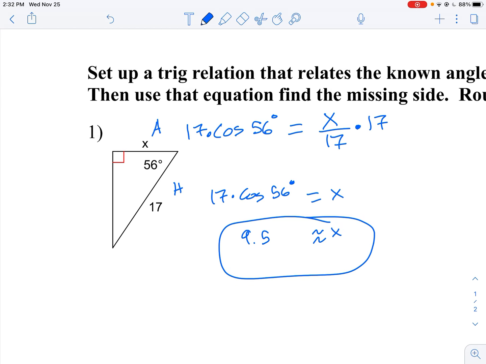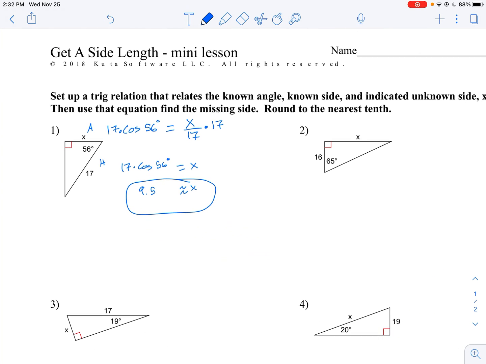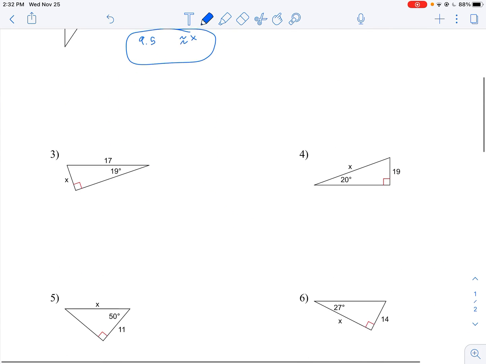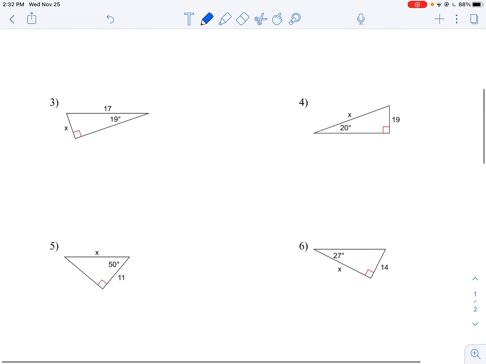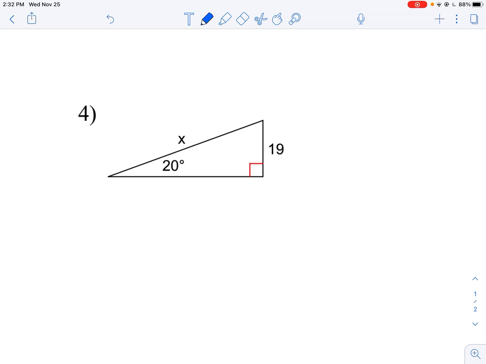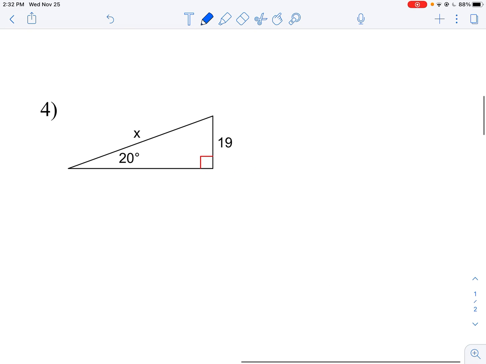Anyway, so that's what this assignment's about. You set up an equation, and then you can solve your equation for x, because you'll know some of your trig values. Let me see what I got here. I want to do one more for you, which is like a third of the assignment, and we'll talk about how to set up your equation. So let's look at 4. I want you to set up the equation. So pause the video for a moment and set up the trigonometry equation. Put the x, the 20, and the 19 in the correct spots. Pause it, do that.